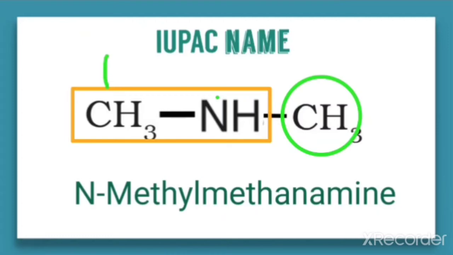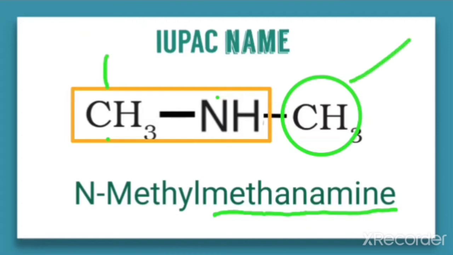Before that we'll discuss what will be the word root here. Only a single carbon is there in the word root, that's why we have to use the word root meth. And here single bonds are there, therefore methane, and we have to use the suffix here, that is the functional group amine.